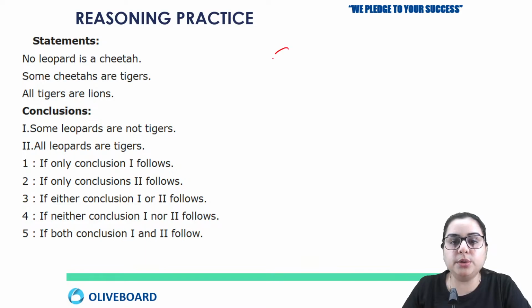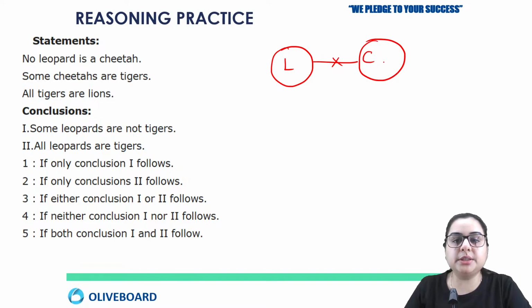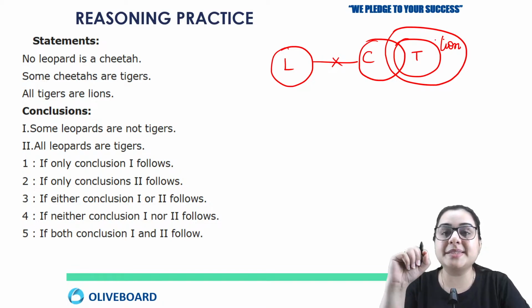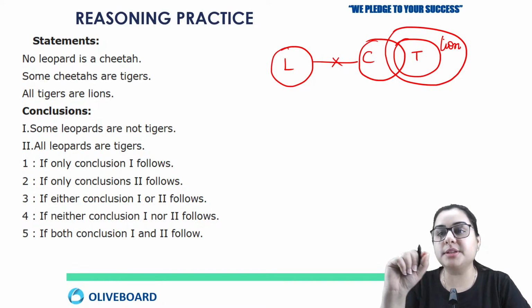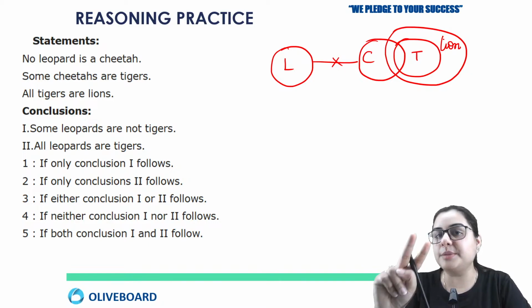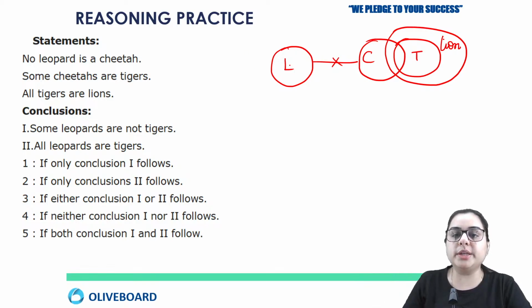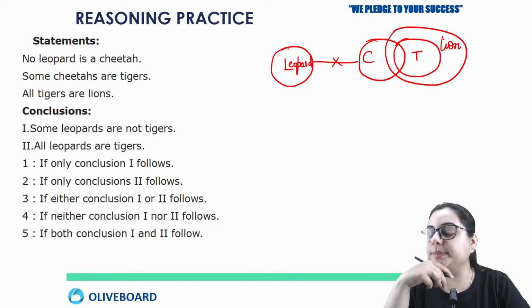So now, no leopard is a cheetah. Some cheetah are tiger and all tigers are lion. Now there are two words with L. I am bringing the same points in the session which come in your exam. They are always going to give you two parameters which have the same initial, because that is where you people make mistakes. So be very clear. What will be your answer here?